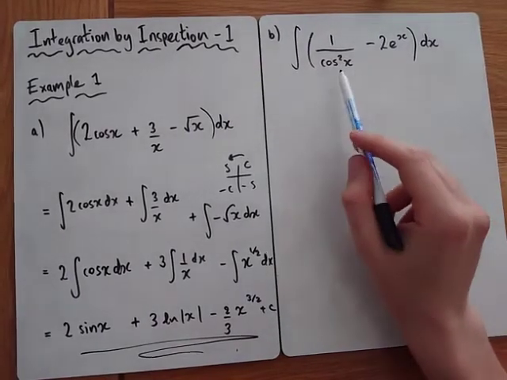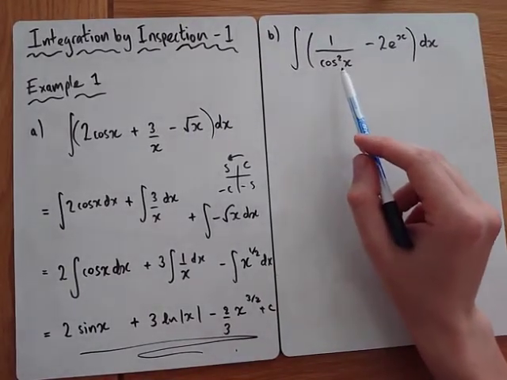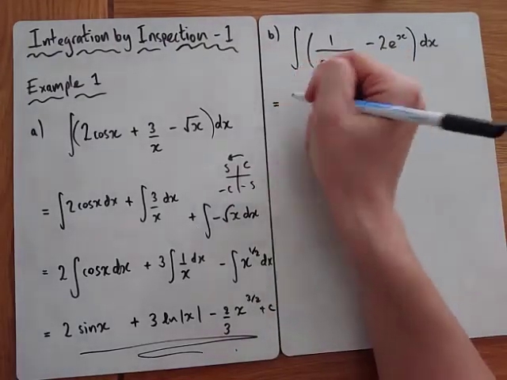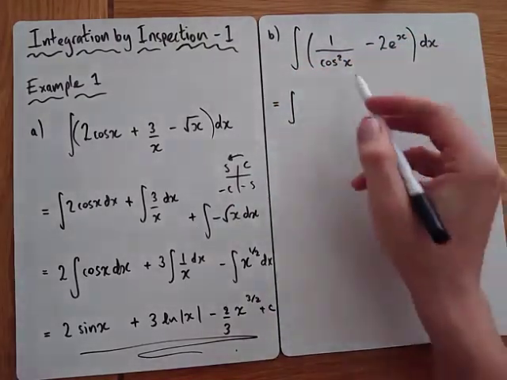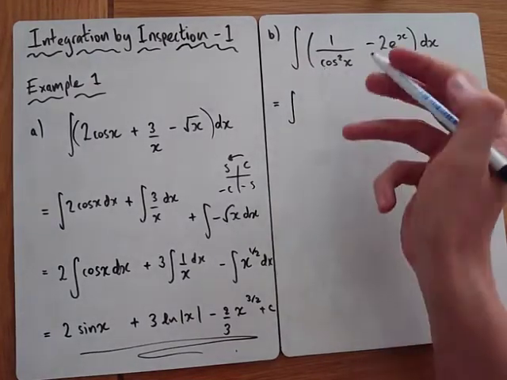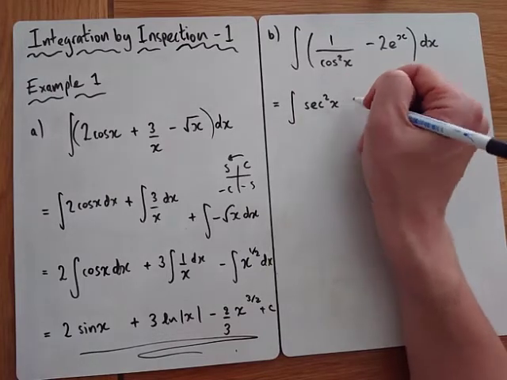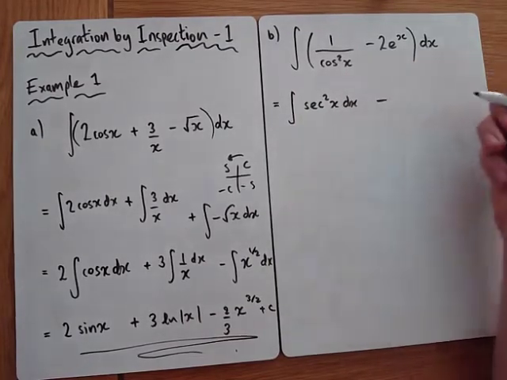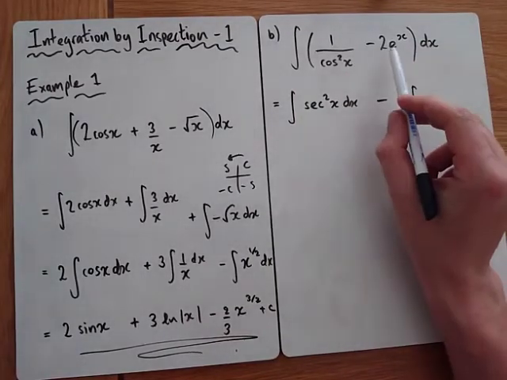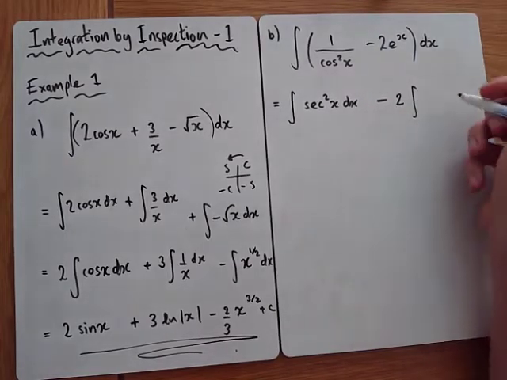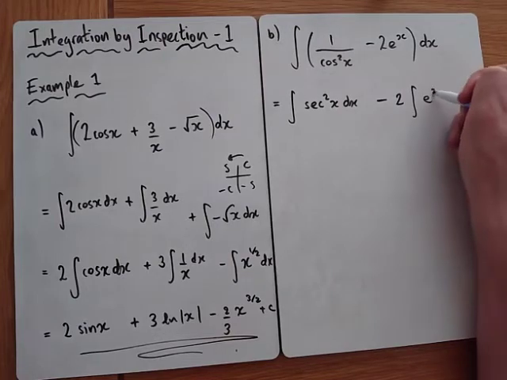Part B, we've got 2 separate functions. So we're trying to integrate 1 over cos squared and minus 2e to the x. I am going to write this as 2 separate integrals. 1 over cos squared is the same as sec squared x, minus 2 lots of the e to the x. I'm going to take the minus 2 outside, and then we're just going to integrate e to the x.